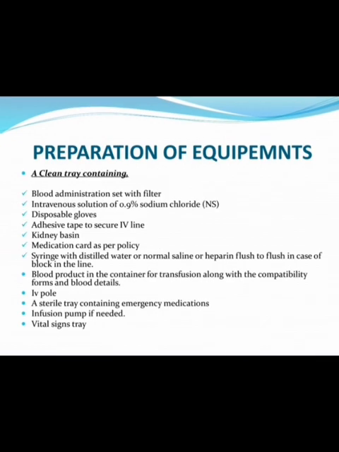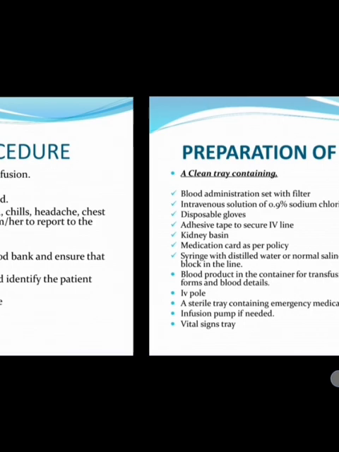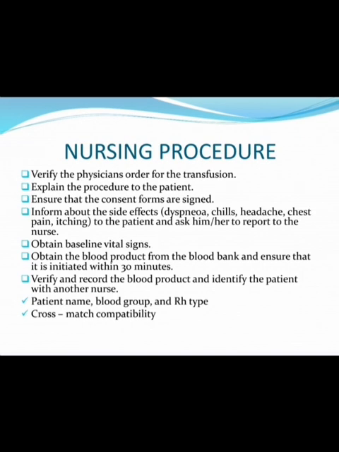The preparation of equipment: a clean tray containing blood administration set with filter, intravenous solution of 0.9% sodium chloride, disposable gloves, adhesive tapes to secure the IV line, kidney basin, medication card as per policy, syringe with distilled water or normal saline or heparin flush to flush in case of block in the line, blood products in the container for transfusion along with the compatibility forms and blood details, IV pole, a sterile tray containing emergency medications, infusion pump if needed, and vital signs tray.